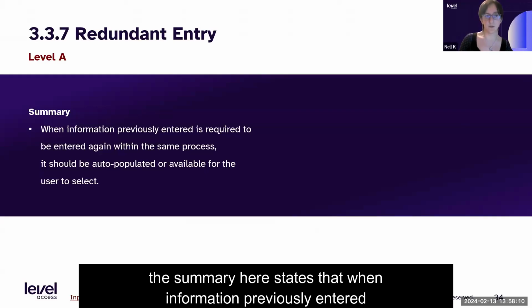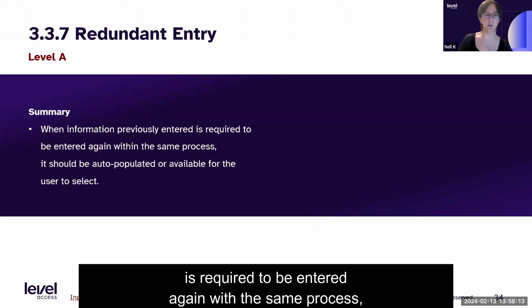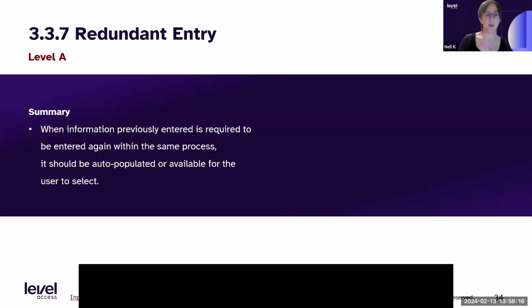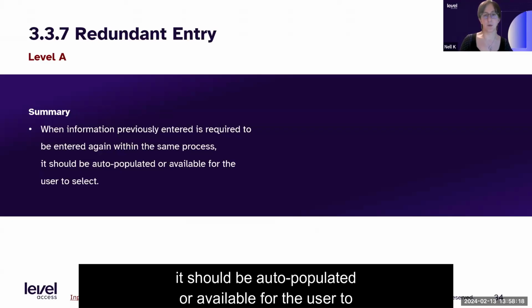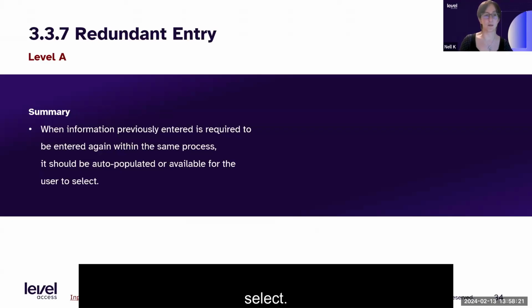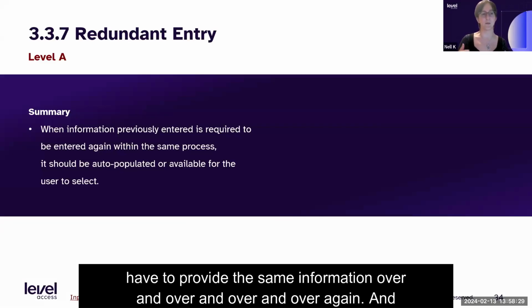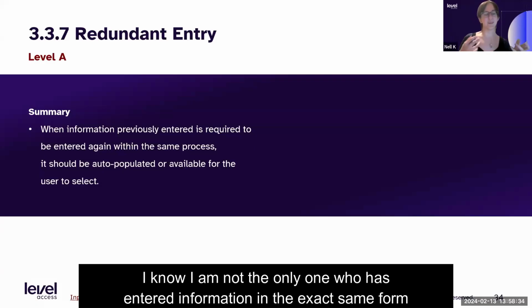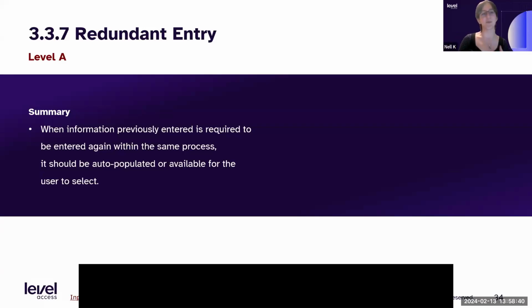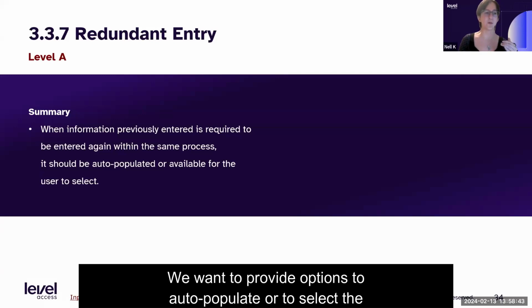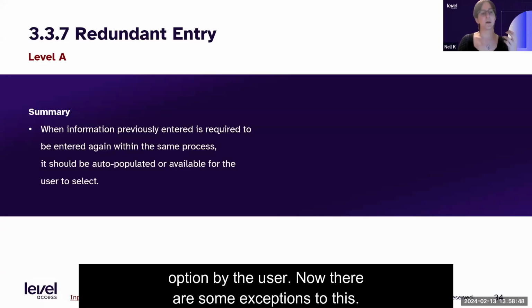So as we consider our first new input assistance criteria, 3.3.7 redundant entry, the summary here states that when information previously entered is required to be entered again within the same process, it should be auto-populated or available for the user to select, right? And so we really do want to provide experiences in which people don't have to provide the same information over and over and over again. And I know I am not the only one who has entered information in the exact same form and then found myself having to do the same thing. So we want to prevent that from happening. We want to provide options to auto-populate or to select the option by the user.